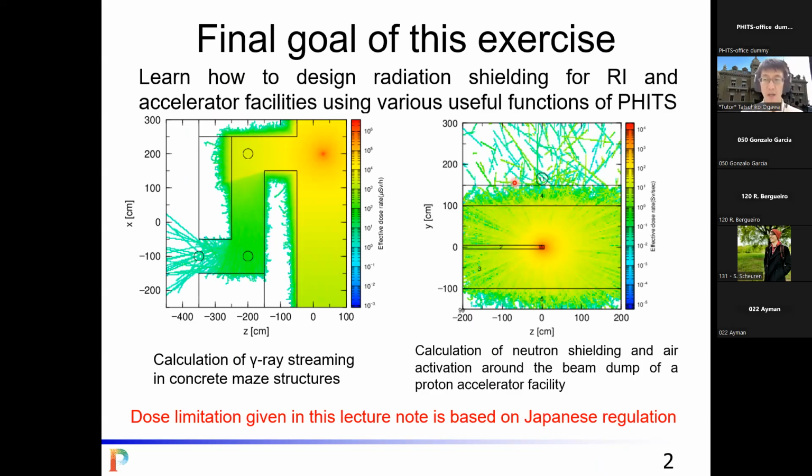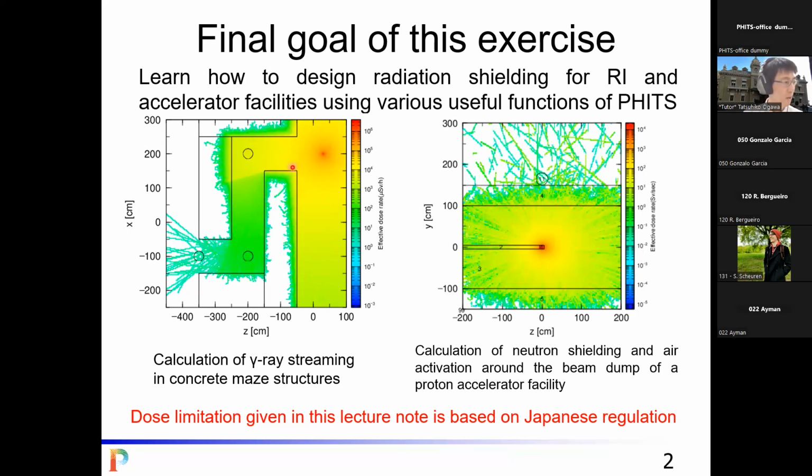Throughout this lecture, we are going to practice very practical shielding calculation. The final goal of this exercise is therefore performing radiation shielding calculation in a very actual practical maze structure, which is very common as the entrance of accelerator or RI facilities. And we actually calculate the dose rate at different important points throughout the maze structure and compare it with analytical calculation, which is often used in practical occasions.